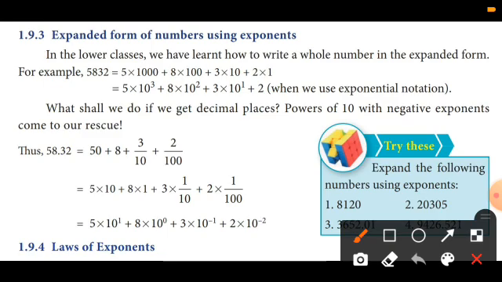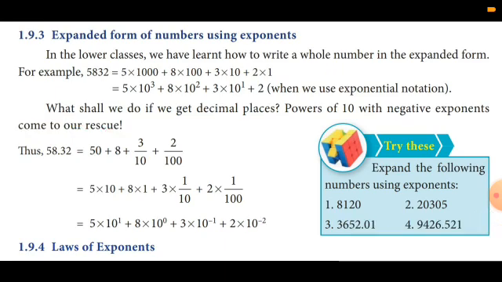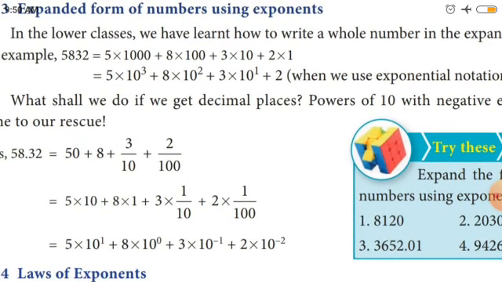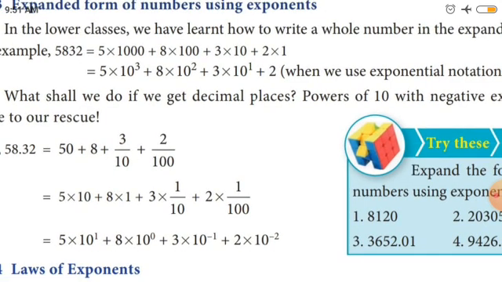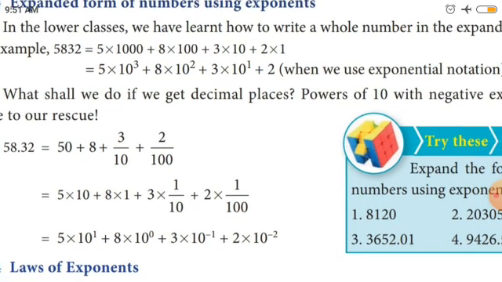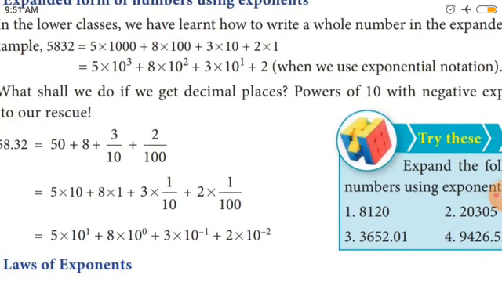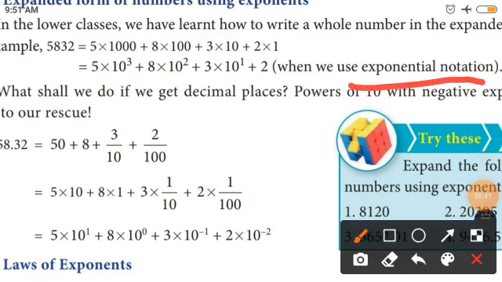That is equal to 5 into 1000, which is 10 power 3, 10 into 10 into 10. 10 tens are 100, 100 into 10 is equal to 1000. That is equal to 5 into 10 power 3 plus 8 into 10 power 2 plus 3 into 10 power 1 plus 2. And this is exponential notation.